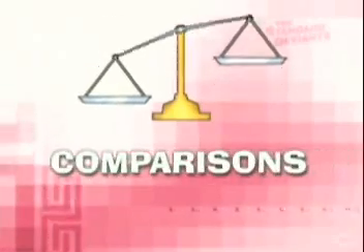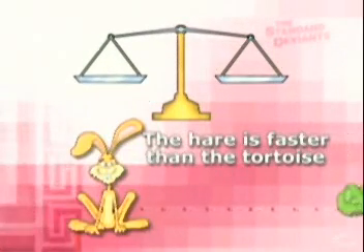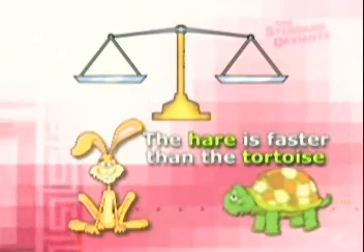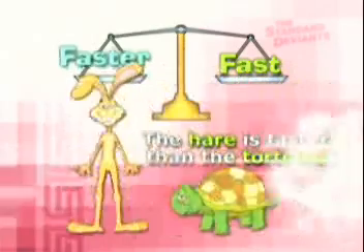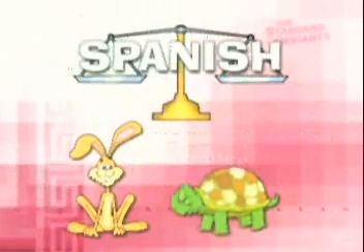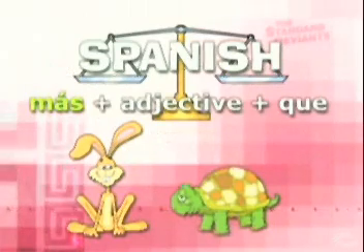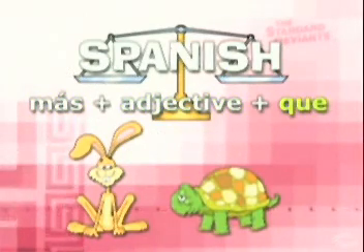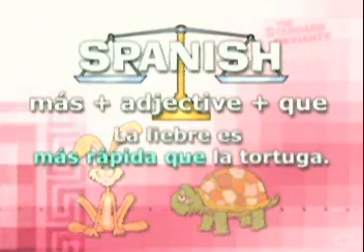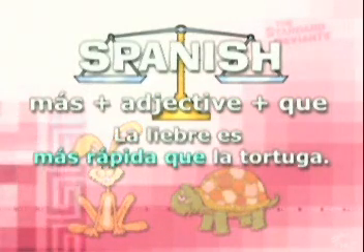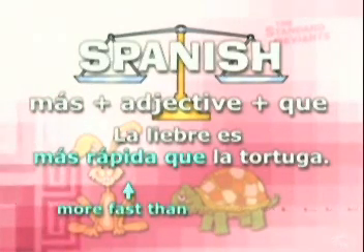What do we mean by comparisons? In English, when we say, the hare is faster than the tortoise, we're comparing the hare to the tortoise by using the adjective fast. And we're saying the hare is faster, or more fast. In Spanish, the construction we use to make this kind of comparison is más plus the adjective plus que. So in Spanish, to say the hare is faster than the tortoise, you'd say, La liebre es más rápida que la tortuga. You're basically just saying the hare is more fast than the tortoise.